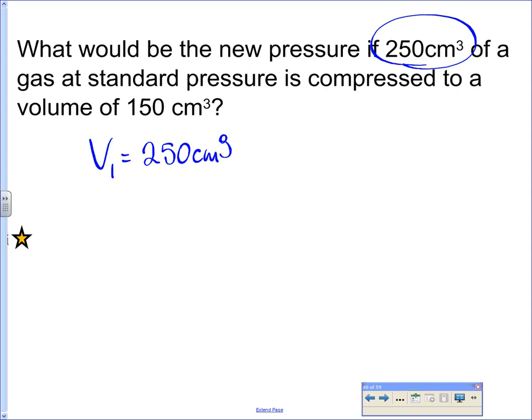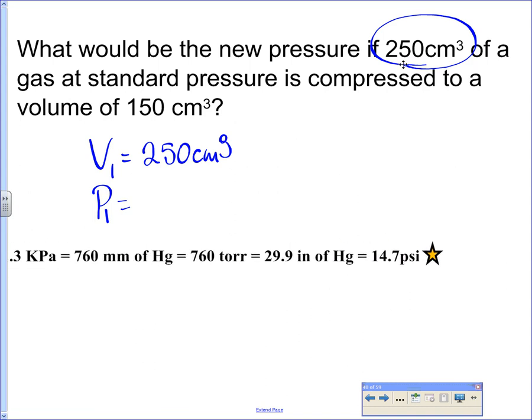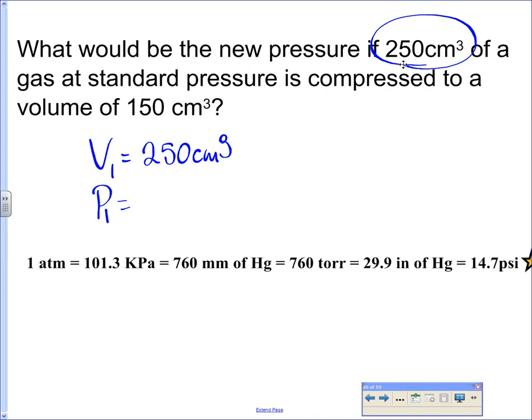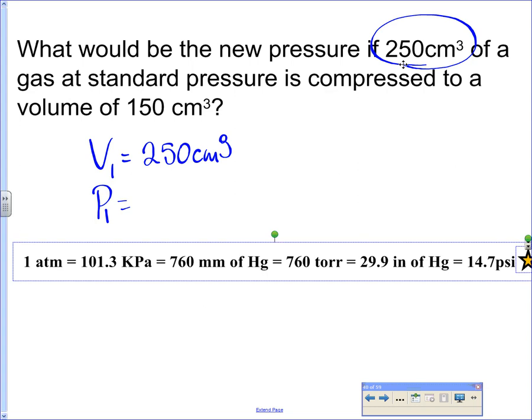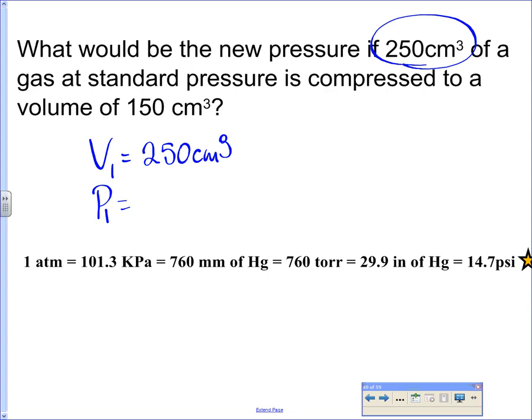And it says of a gas at standard pressure. Standard pressure. So I need P1 to be a standard pressure number. So I'm going to go look that up. I'm going to pull out my standard pressures. These are all the same values. They're just different units, kind of like 100 pennies and a dollar. And so when I take a look at this, I'm going to just choose the easy one. So 1 atmosphere.